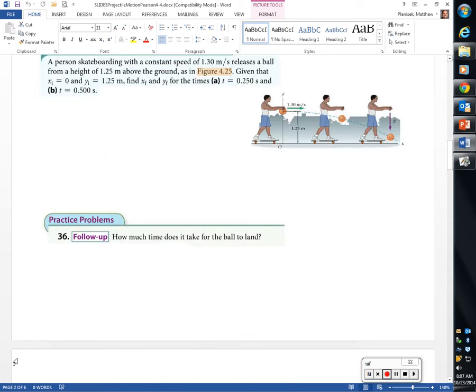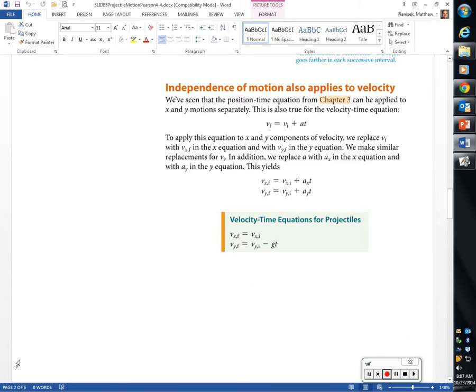And then on Tuesday, we talked about the idea that independence of motion also applies to velocity. We have a separate horizontal and a separate vertical velocity, and we can analyze each one of them separately because of the independence of the motion. The fact that they are occurring simultaneously doesn't change either one. They're completely separate of one another.